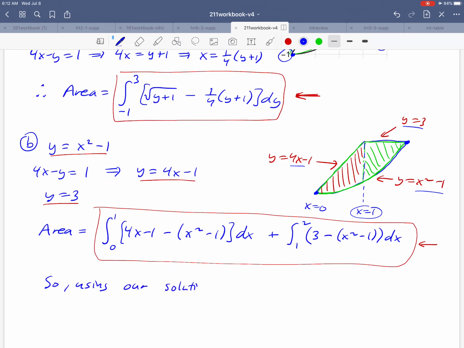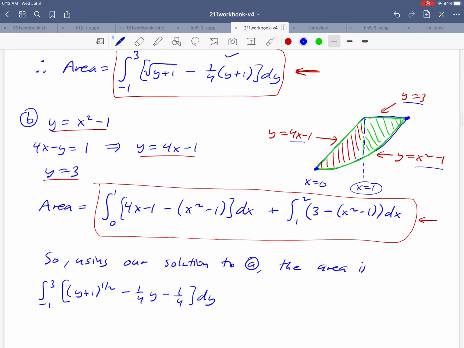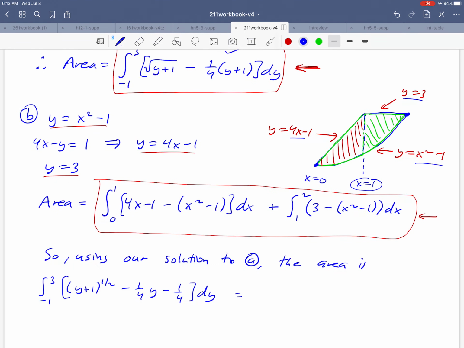So using our solution to A, the area is, I'm just going to recopy that integral. And remember that the square root of y plus 1 is y plus 1 to the 1/2. I'm going to do some algebra and take this minus 1/4 and distribute it through. Looking up here now, so minus 1/4 y minus 1/4. If we go ahead and get antiderivatives for those three things, technically we would need a substitution for the y plus 1. I'm just going to write down the antiderivative and ask you to think about it and check it. We'll get 2/3 (y plus 1) to the 3/2. Essentially, we're just using the power rule there.